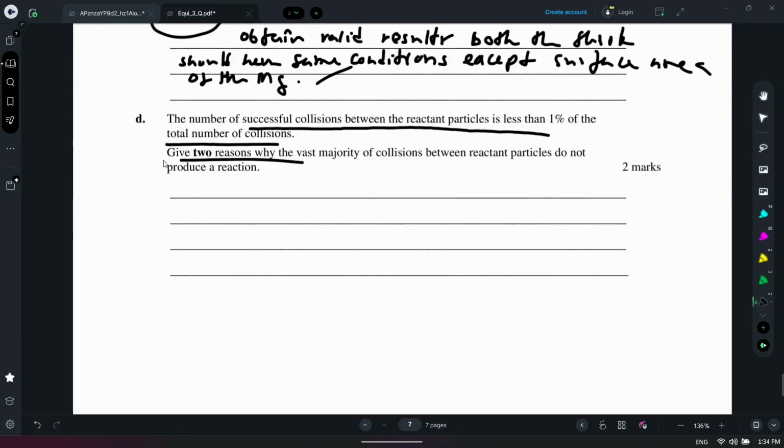Why? You normally say particles must collide with the correct orientation, particles must possess energy higher than the activation energy, so that the existing bonds of the reactants are broken. I mean, when the particles collide with correct orientation and the right amount of energy, that is when the existing bonds in the reactants are going to be broken. If you say that, unfortunately, you are only going to get 1 mark.